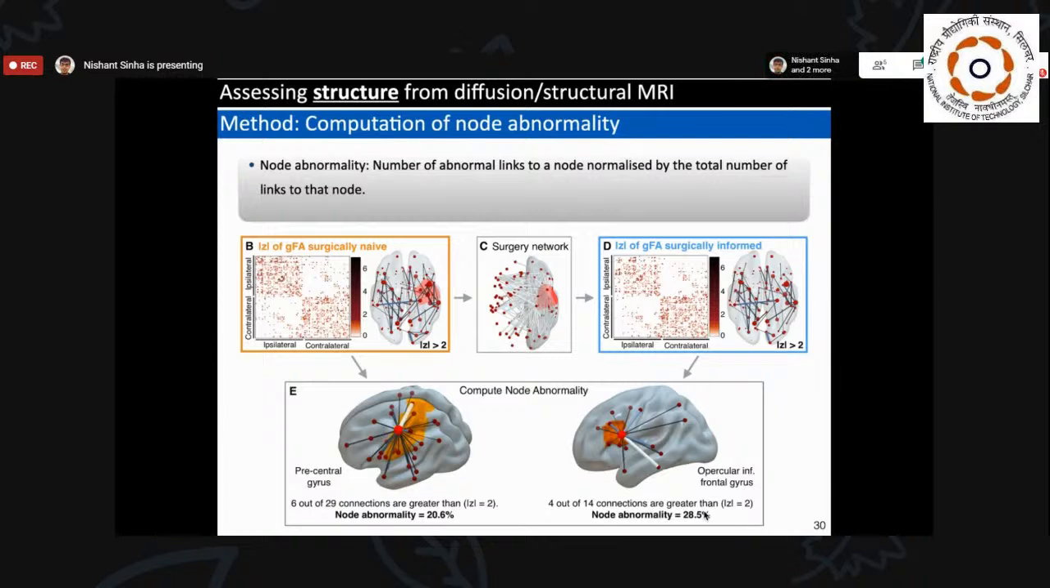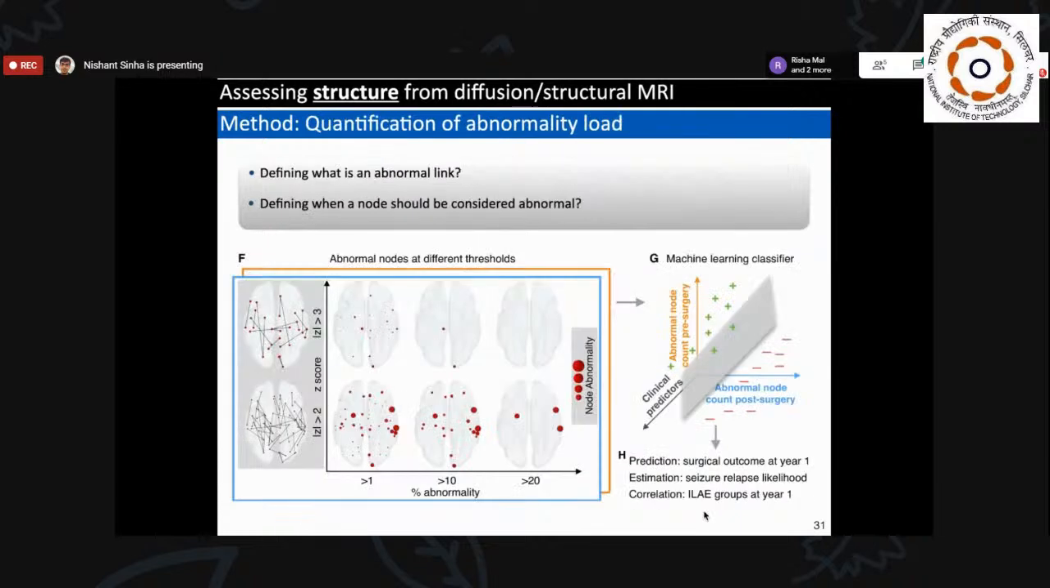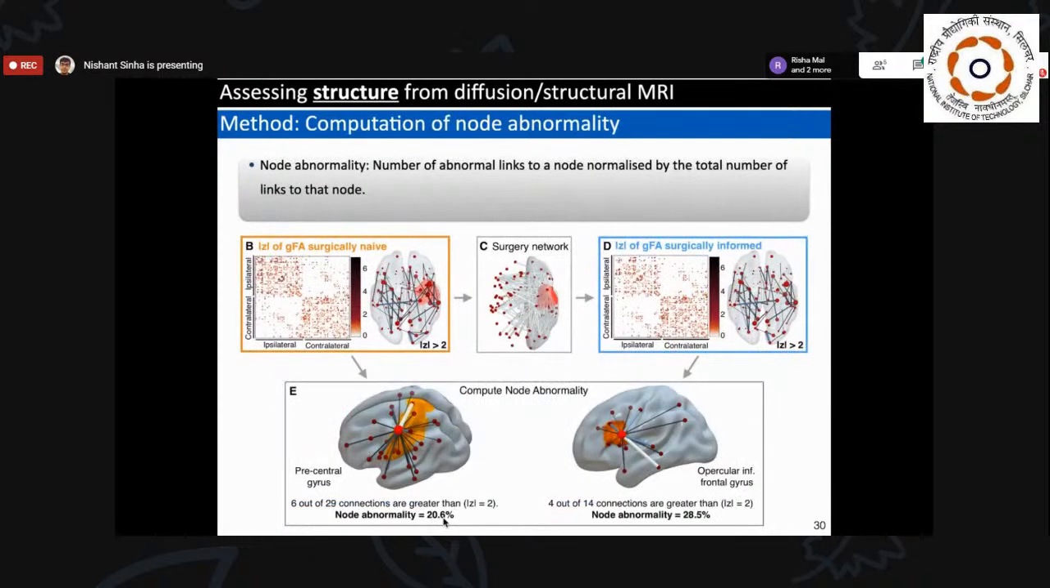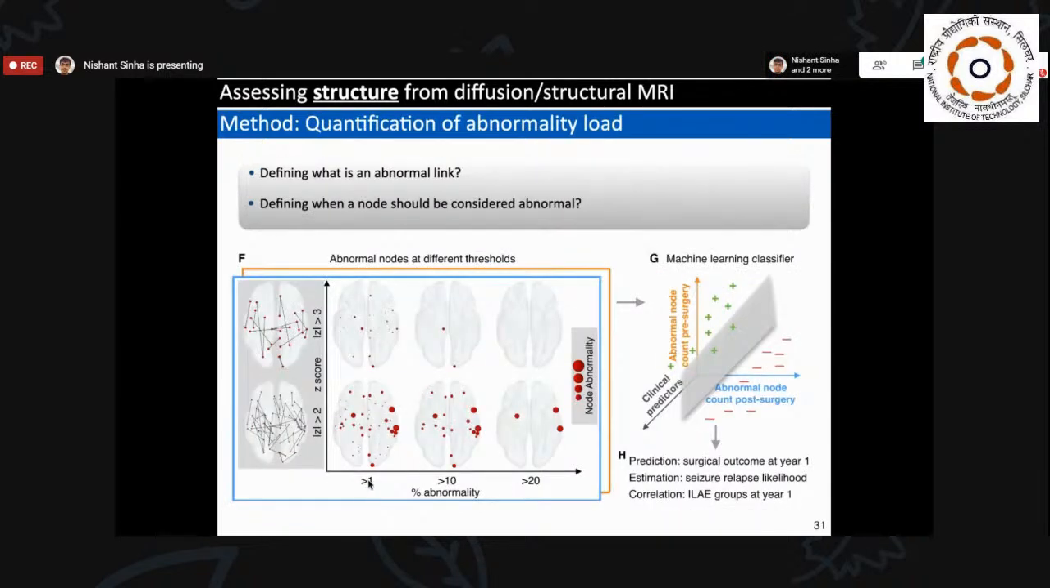So this way, we can compute the node abnormality at every brain area for the choice of our z-score threshold, which need not be fixed to any particular value. We can sweep it across a different range. And then we can determine how many nodes were abnormal. To determine how many nodes were abnormal, we use another threshold, beyond what percent we would consider a node abnormal. Is 20.6 enough to say that this node is abnormal, or is 10% enough to say that that node is abnormal? That is a matter of choice, and therefore we do not pick any particular value, but rather we sweep it across different ranges of thresholds.